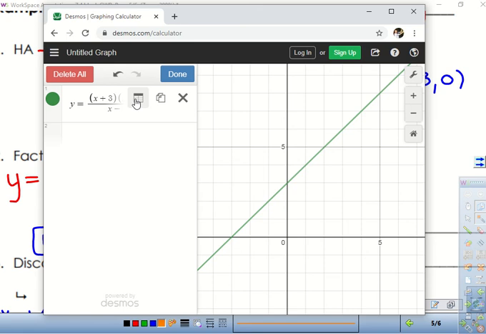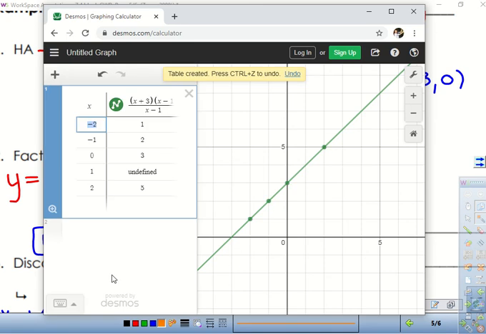Now once you have this, you can hit the little gear and then hit convert to a table. And as you can see, it will do the table for you, and at 1 it's going to be undefined. Everybody understand why the 1 is undefined? It doesn't really exist, right? Because we just found the hole in the graph.